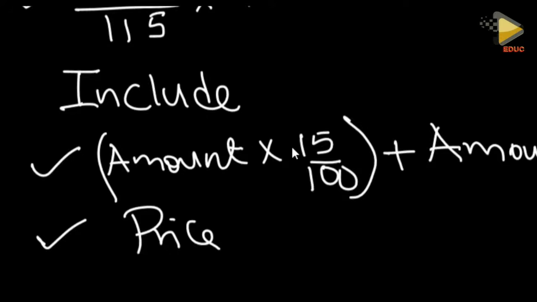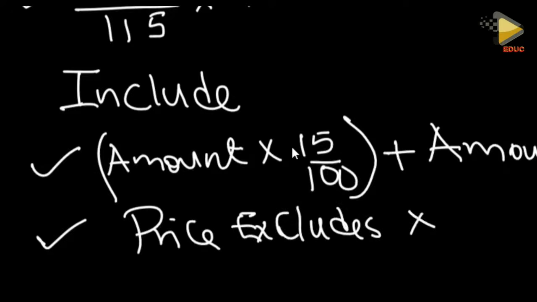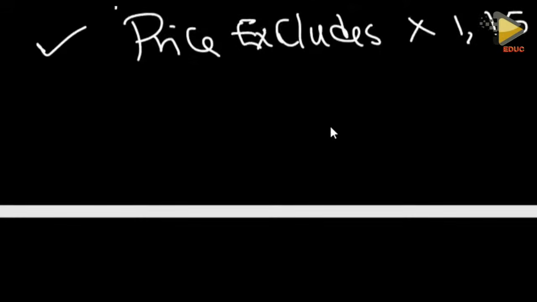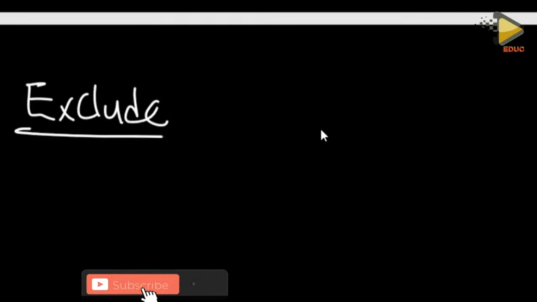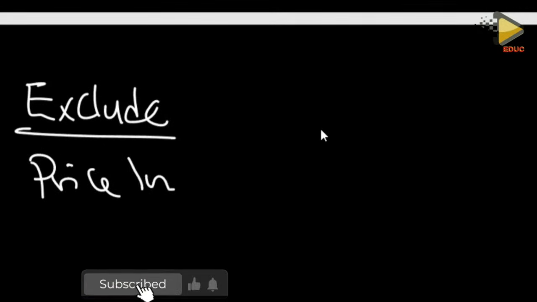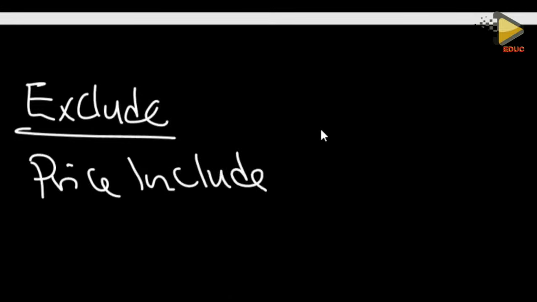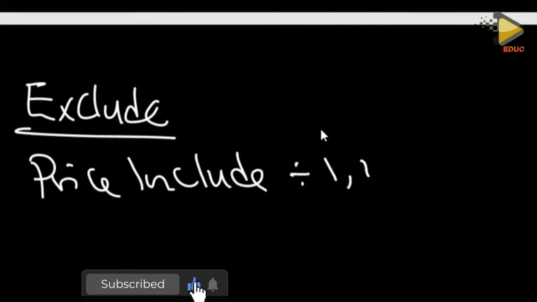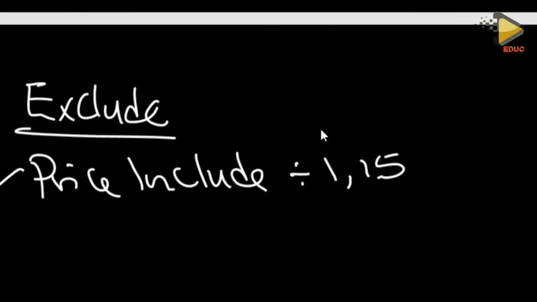Definitely, if it's telling me to include, the price will be excluding VAT. So the price that excludes VAT times 1.15. When I do this, I'll be including VAT. So if I'm excluding, I'll get the price including VAT and I will divide it by 1.15. This is method number 1. If I'm excluding, what else can I do? Let me see.